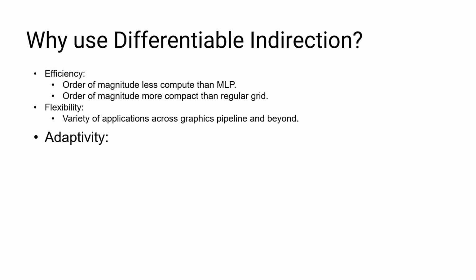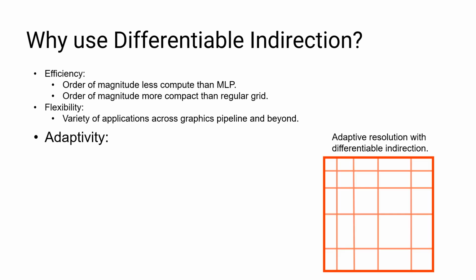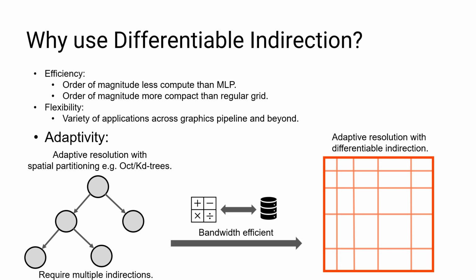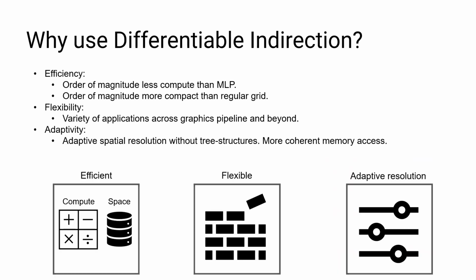Finally, our technique exhibits properties of adaptive spatial resolution using a single indirection. In contrast, tree-based representations such as an octree or a KD tree require several levels of indirection to produce good quality results. This translates to our representation being more memory coherent compared to tree-based representations. So to summarize, our technique is adaptive, efficient, and flexible with wide variety of applications in graphics and potentially beyond.